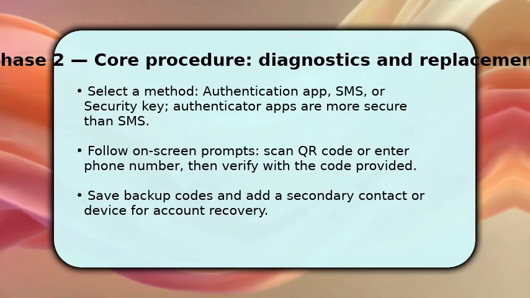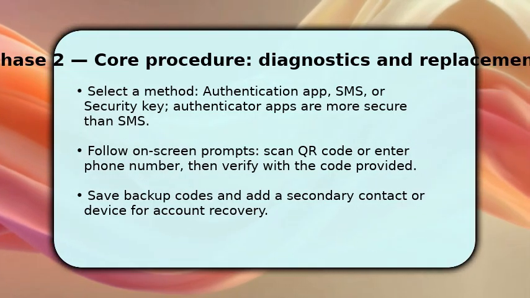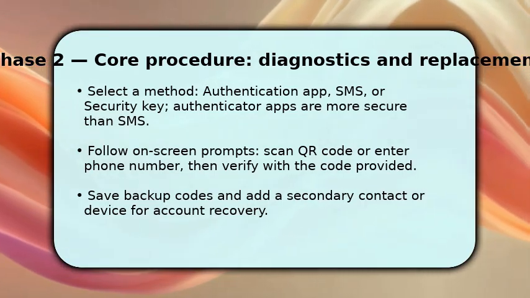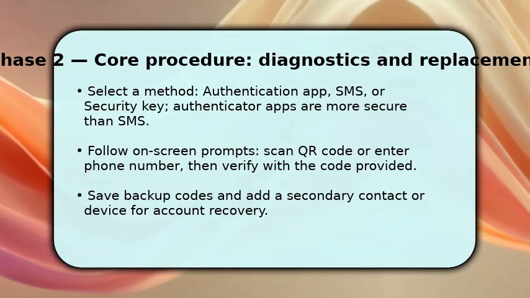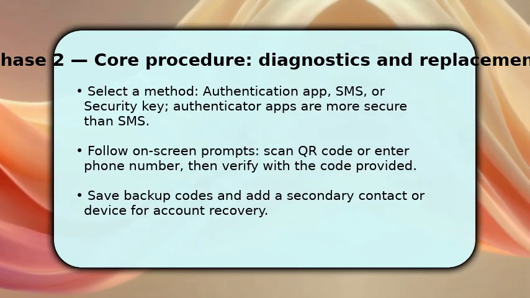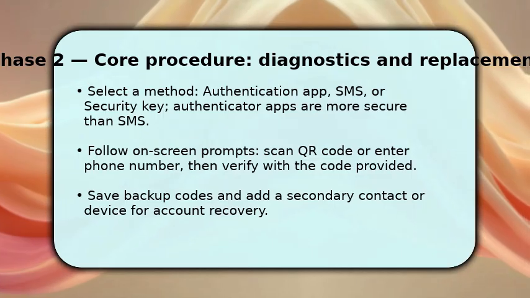If you pick an Authenticator app, open it, scan the QR code, or enter the setup key, then type the 6-digit code Facebook asks for to verify. If you choose SMS, enter your phone number and confirm the text code. Make sure to save the provided backup codes and add a secondary device or trusted contact. This prevents lockouts if you lose your primary phone.